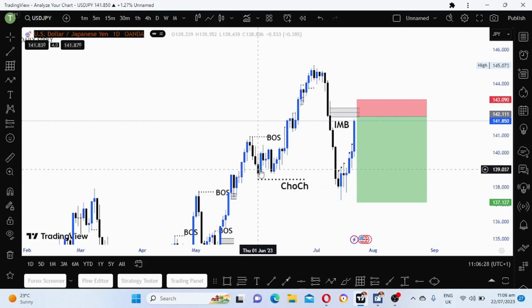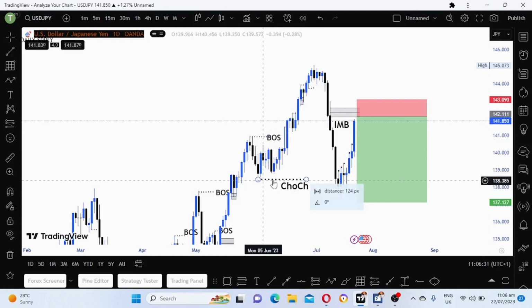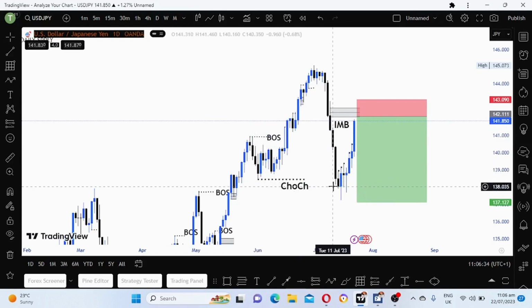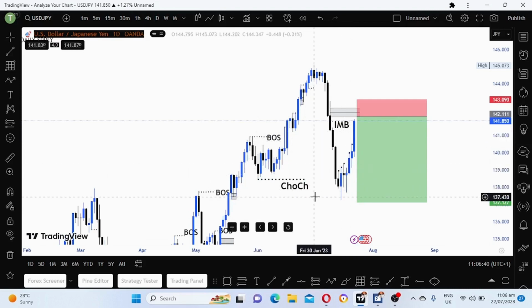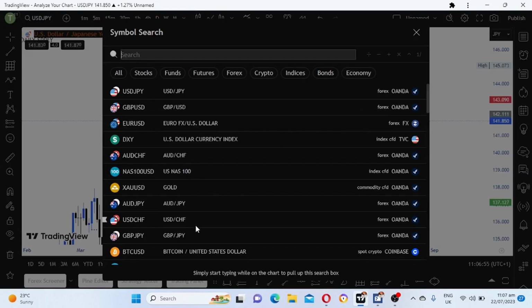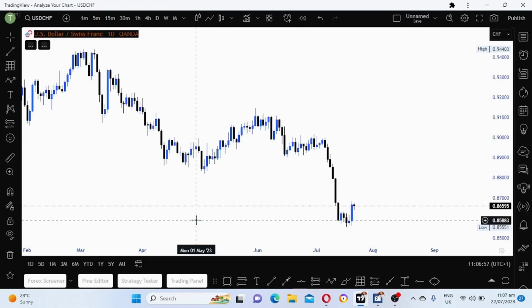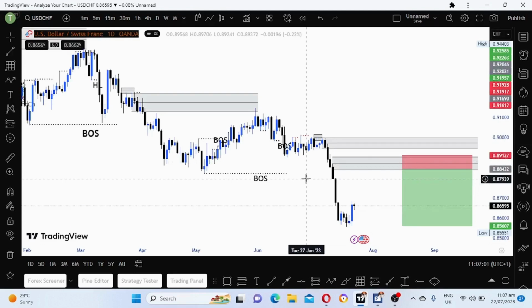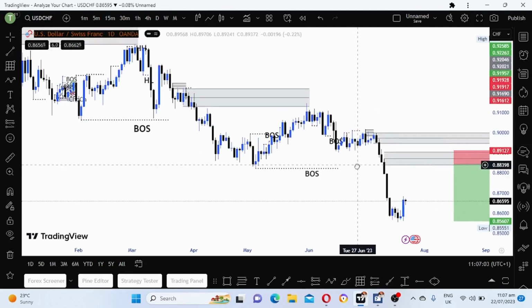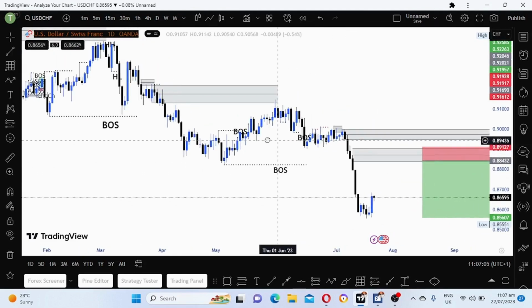Here is where the break of structure to the upside happened. So we broke that higher low. Now we have a confirmed downtrend, guys. It's a change of character. This is my view on USDJPY, guys. Now let's look at the USDCHF. As you can see, guys, we are moving like the DXY.